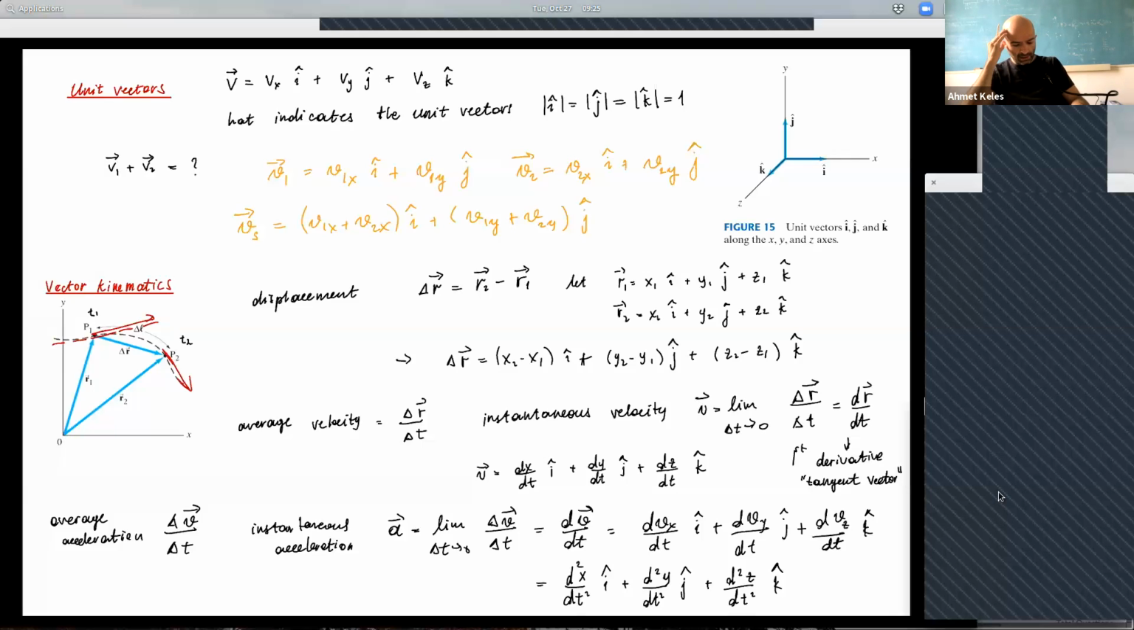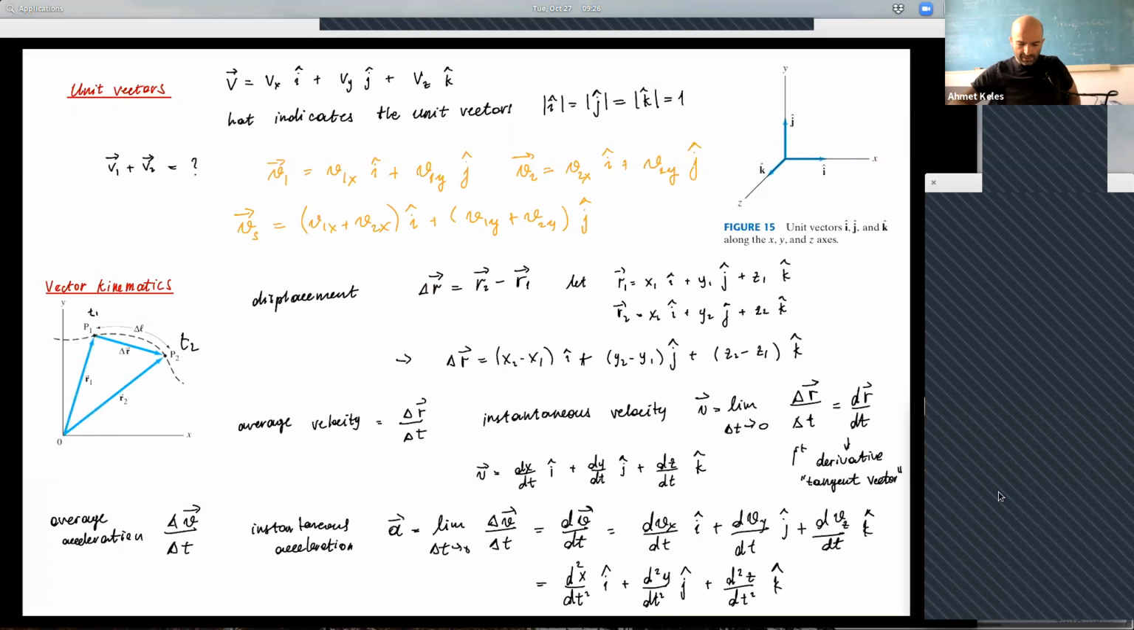And now we can talk about vector kinematics. Imagine you have a problem like this, and your particle or object is moving on a curve, let's say in 2D, and it's at P1 at T1, and it's at P2 at T2. So we can do what we did last week. We can define displacement as delta R. Now it's a vector, and it is R2, your vector at T2, minus your vector at T1, R2 minus R1.